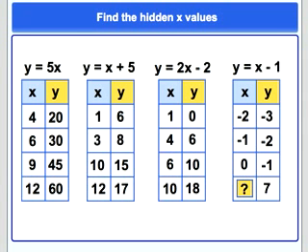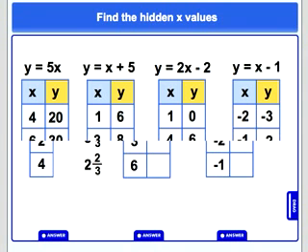And on the last one, we have x minus 1. We know that whatever minus 1 would equal 7. Well, 7 plus 1 would be 8, so 8 would be our correct answer for that problem.